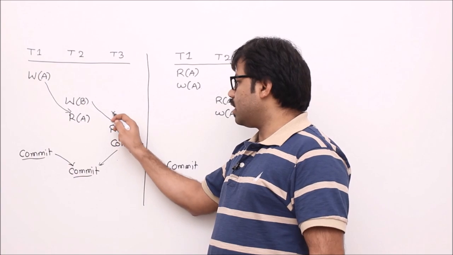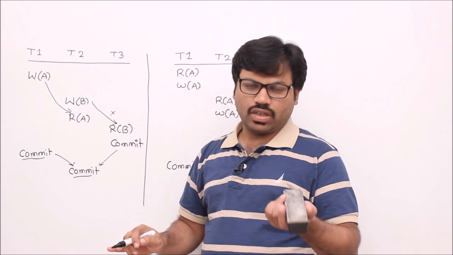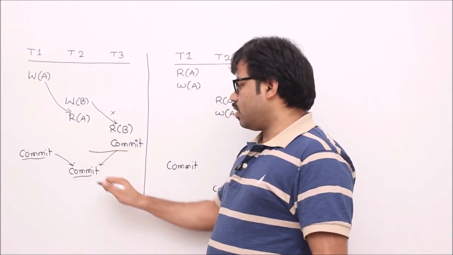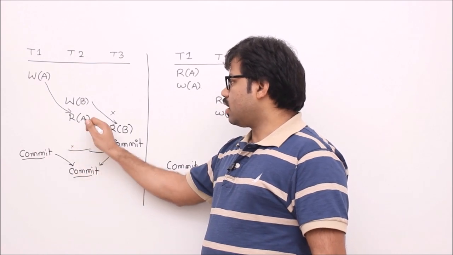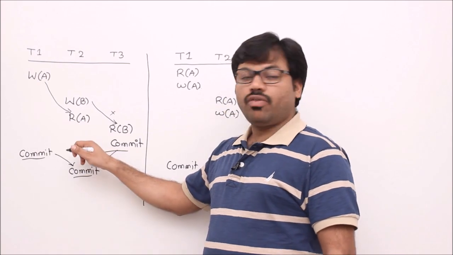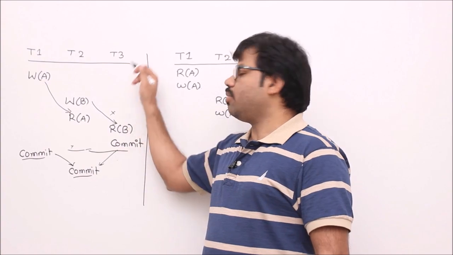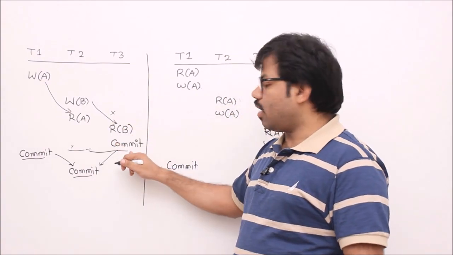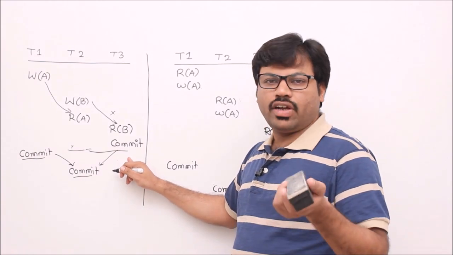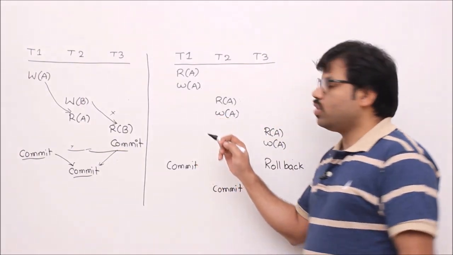So here, because of this database item B, this schedule is not recoverable. When a power failure occurs here, transaction T2 was not committed and it is a partial transaction, so when the power goes off, T2 will be rolled back. To rectify things, T3 will also be rolled back, but it is already committed at that time. So a committed transaction has to be rolled back. That is a violation of recoverability. This is a non-recoverable schedule.